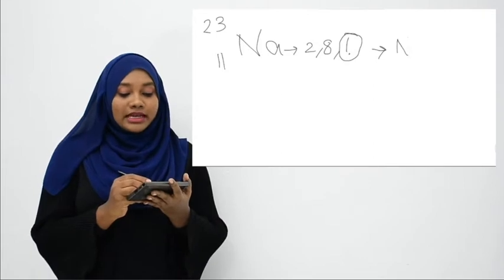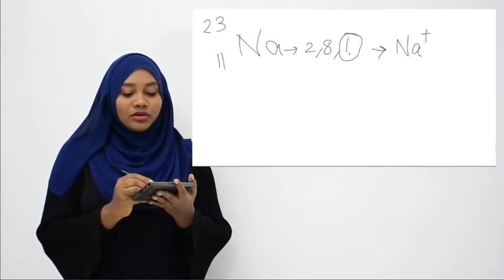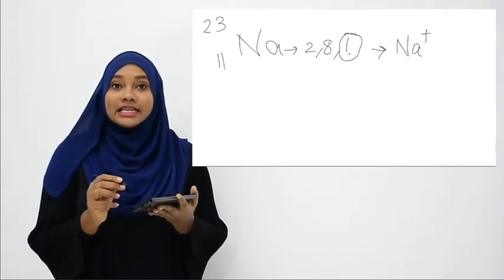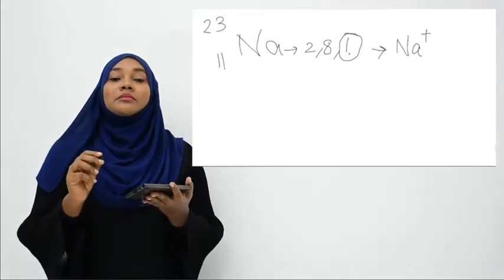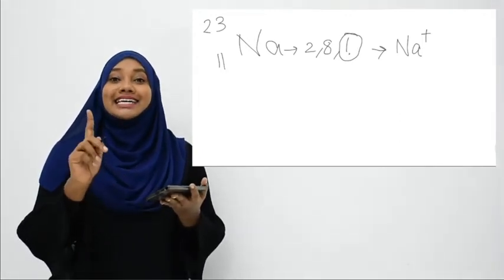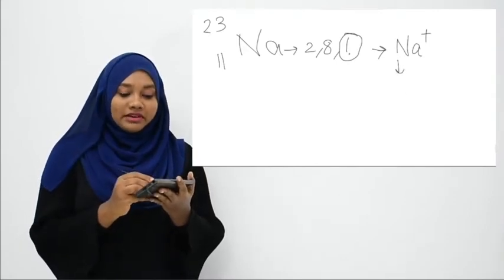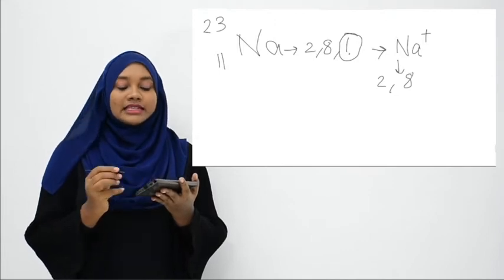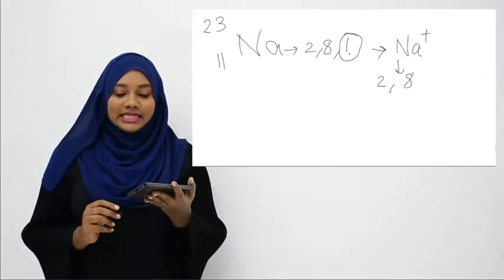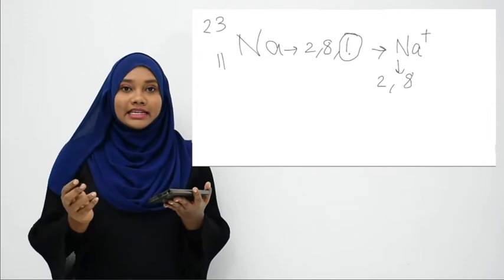So sodium will form sodium ion Na+. Why is it Na+? Because sodium atom is losing just one electron, right? And the electronic configuration of sodium ion would be 2, 8. I'm sure you would know why it is 2, 8.